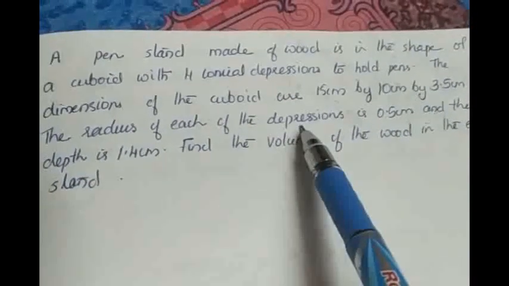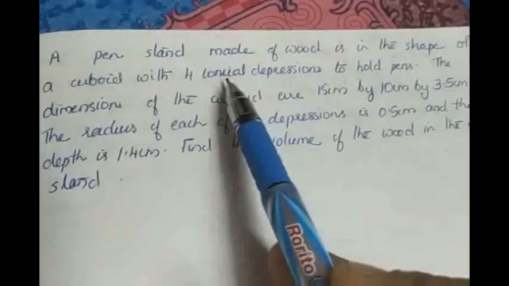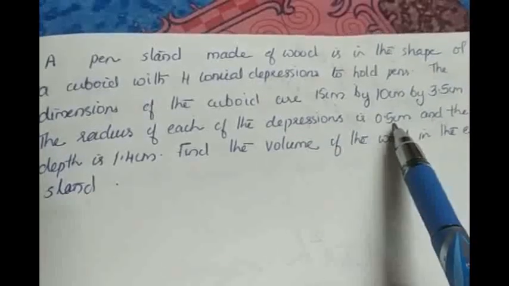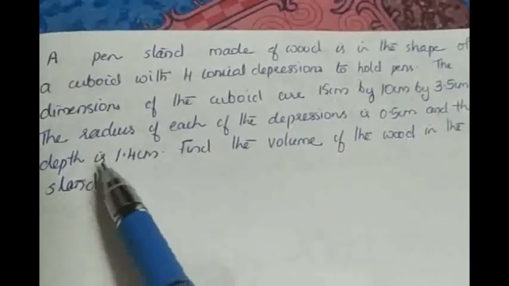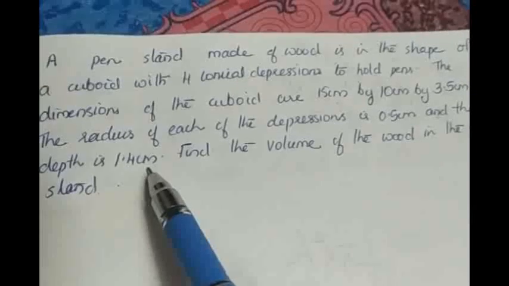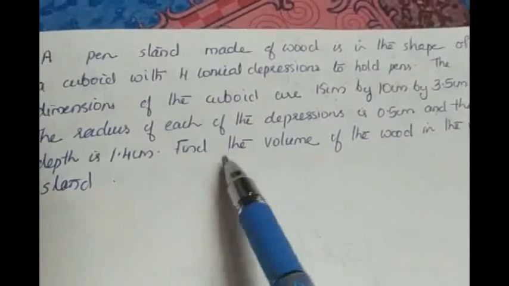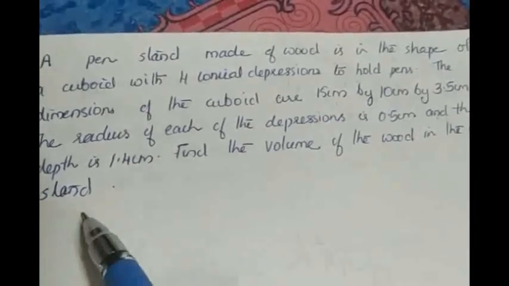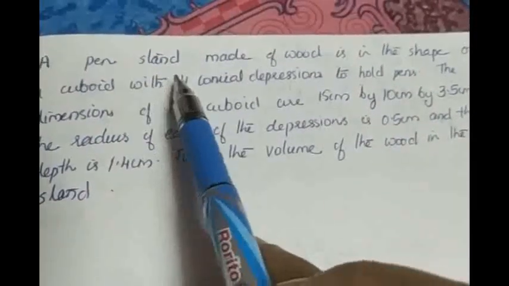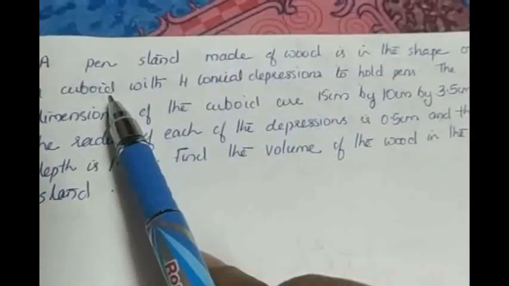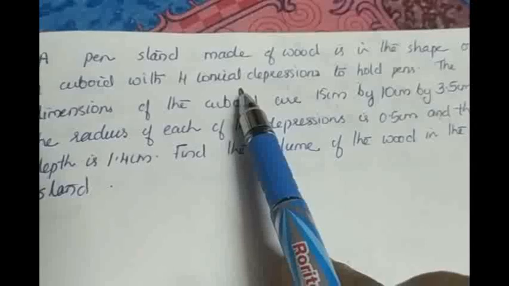The radius of each of the depression, which is in the shape of a cone, is given as 0.5 cm and the depth is given as 1.4 cm. Depth means it will be the height of the cone. Find the volume of the wood in the entire stand. Okay, so there is a pen stand. It is in the shape of a cuboid and there are 4 conical depressions to hold the pens.